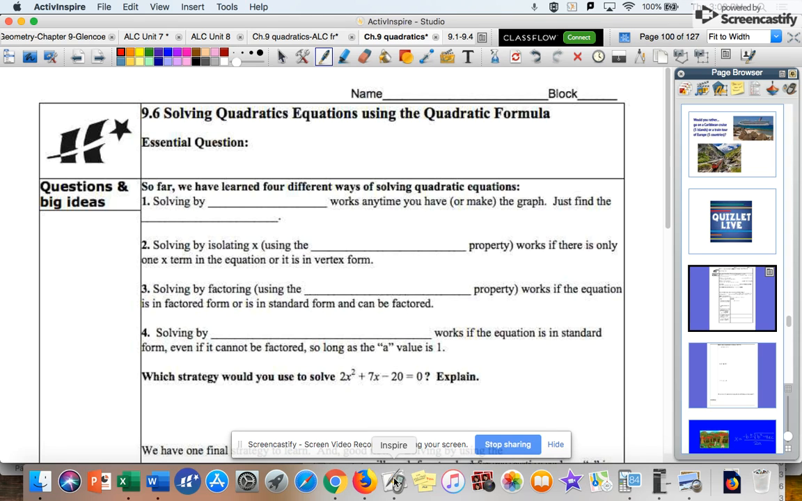All right, so we've made it to one of our final sections of Chapter 9 on solving. We've solved quadratic equations in a number of different ways, and our last method is called the quadratic formula.